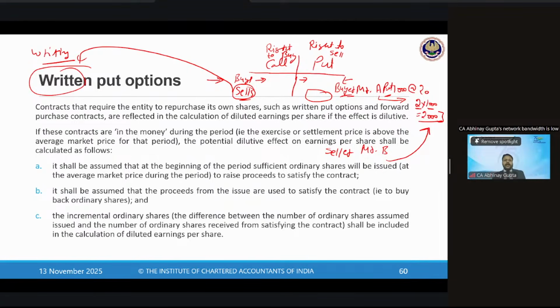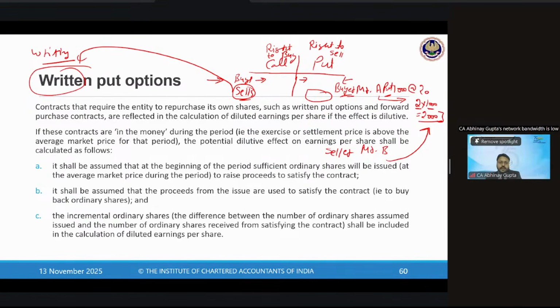So in that case, what will eventually happen? Either the company will end up issuing additional shares if that person exercises the call option, and the company will end up doing the buyback of the shares from the holder if the other person has the put right. So in this case, if the company issues the shares, it will increase the weighted average number of shares, and if it does the buyback, it will reduce the weighted average number of shares. Until now, are we on the same page? Yes.